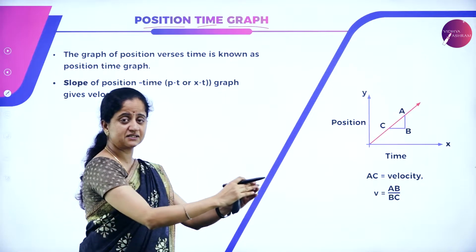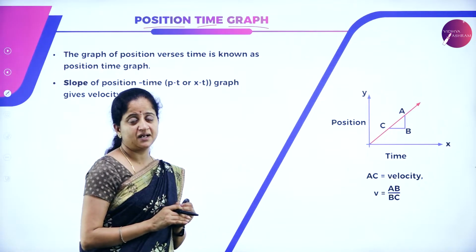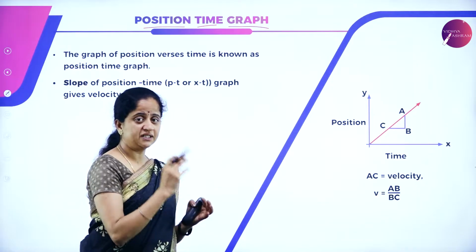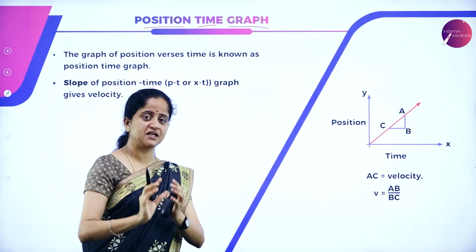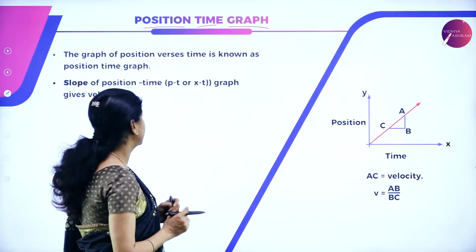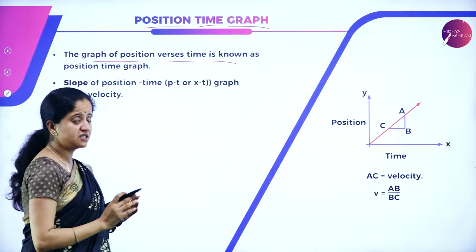If the body is said to be in motion, it is changing its position with respect to time and surrounding. So we know the concept of position and time. Let us now study the value of this position time graph. What is its significance? Why is the position time graph important? So the graph of position versus time is known as position time graph.